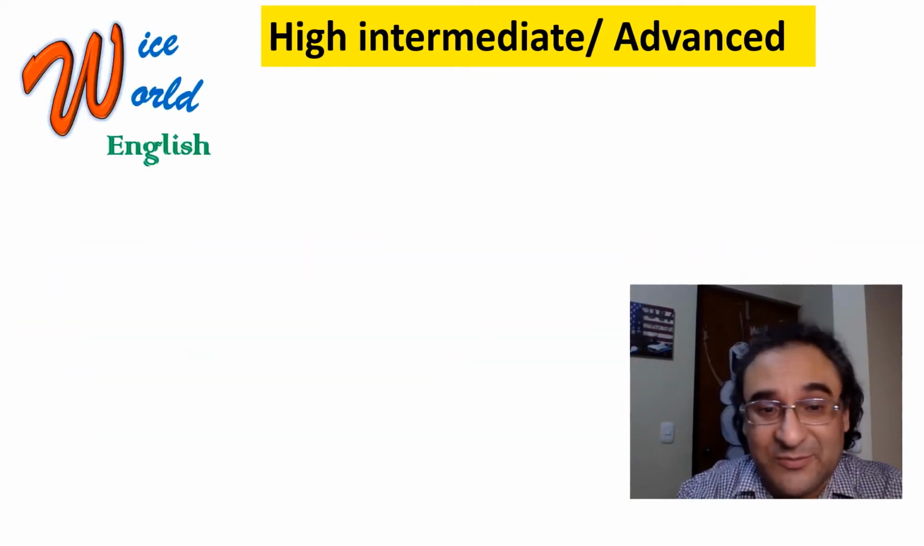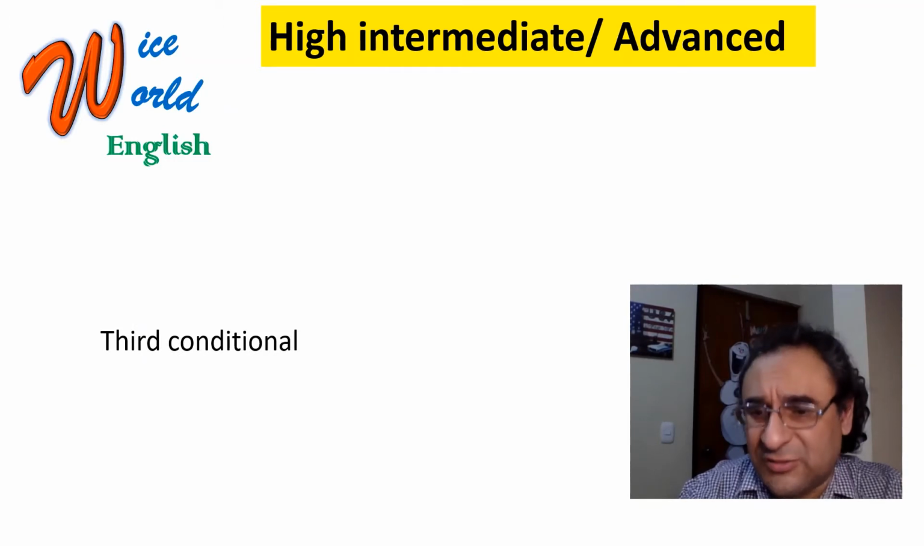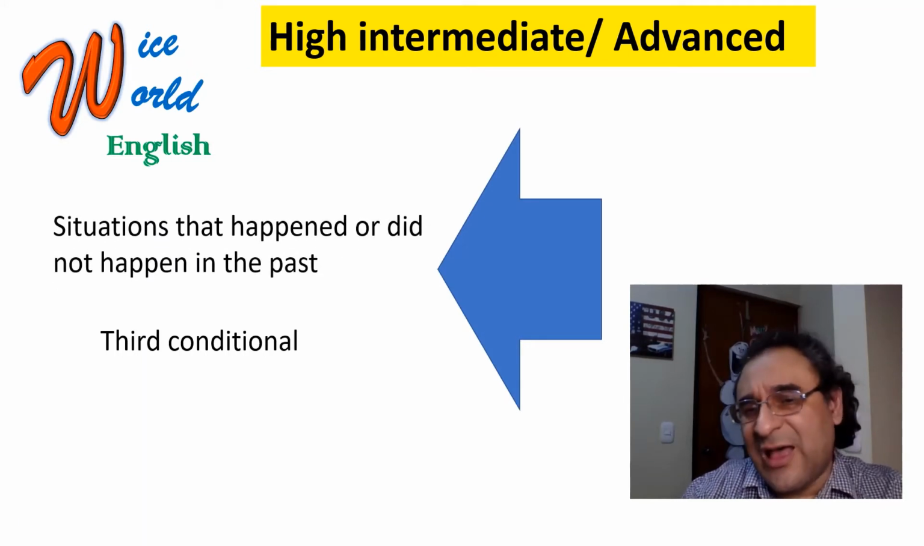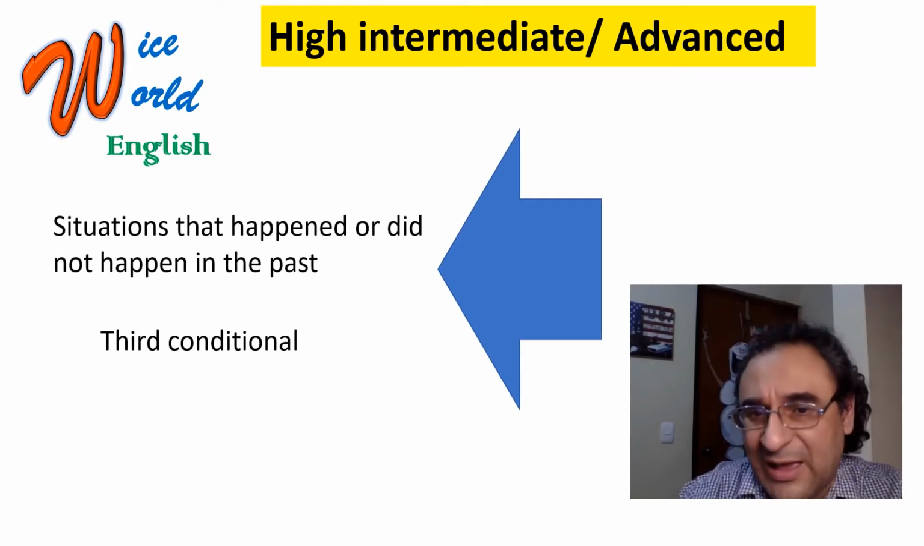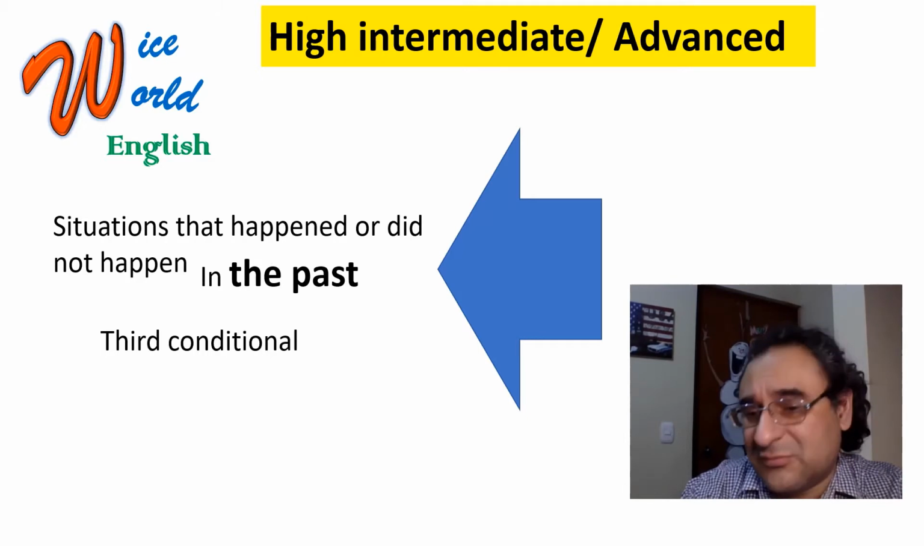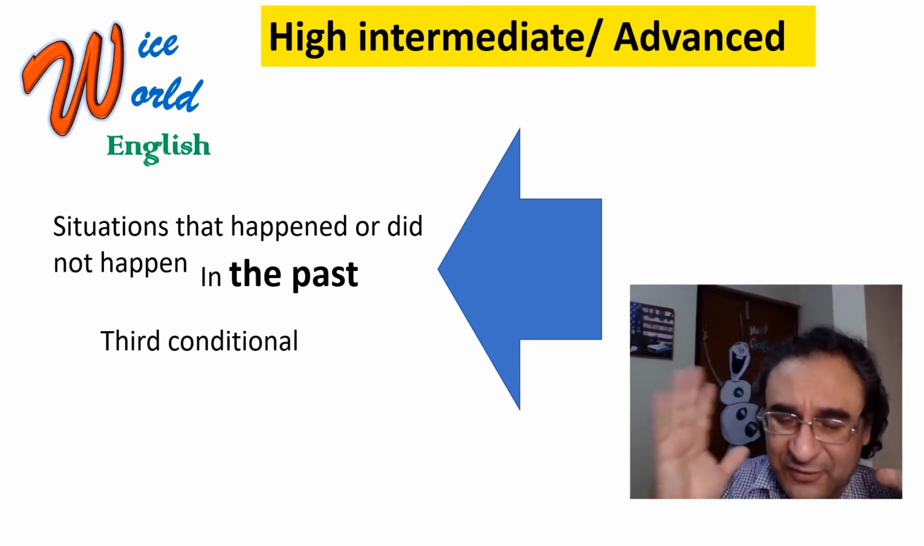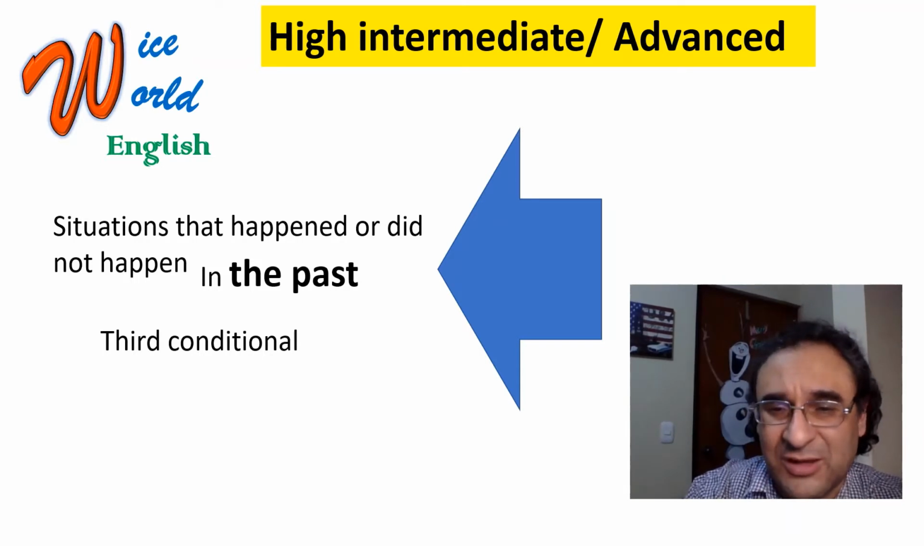Let's get started. When do we use the third conditional? Well, we use the third conditional to talk about situations that happened or didn't happen in the past. Remember, we're talking about the past. This is something that we must have clear in this video, okay? The past. We're talking about past events.